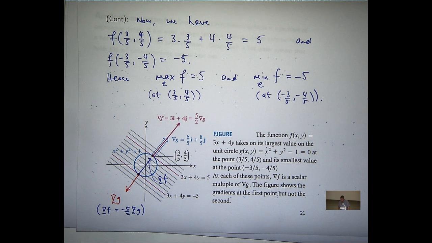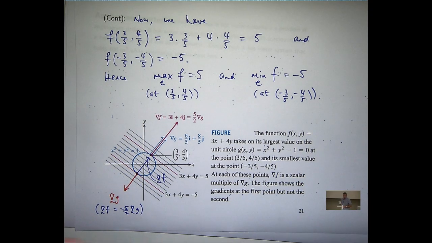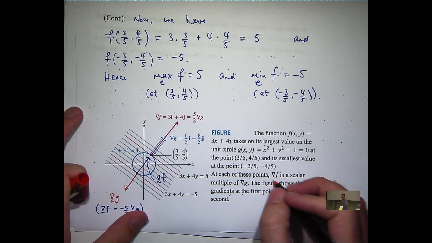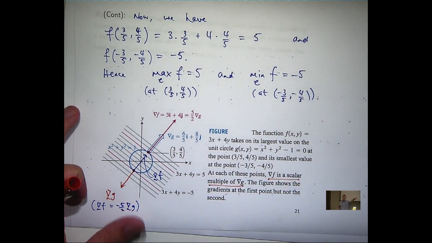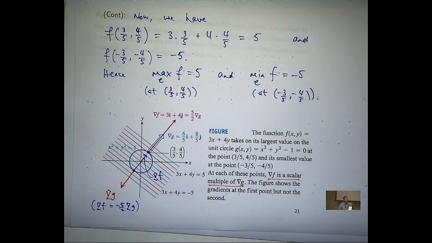So the important thing, at each of the points that we've calculated, grad f is a scalar multiple of grad g. And the scalar multiple is known as the Lagrange multiplier. Okay.